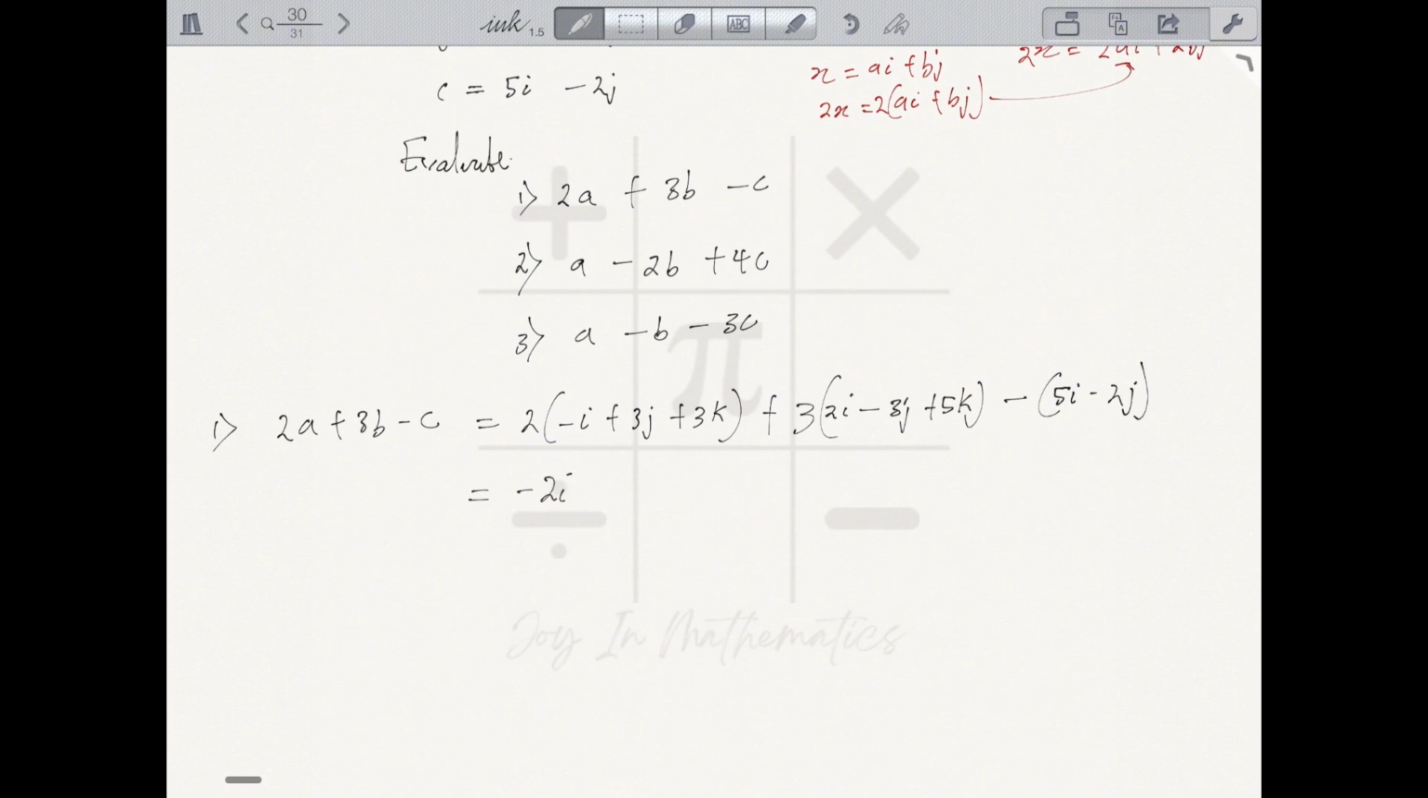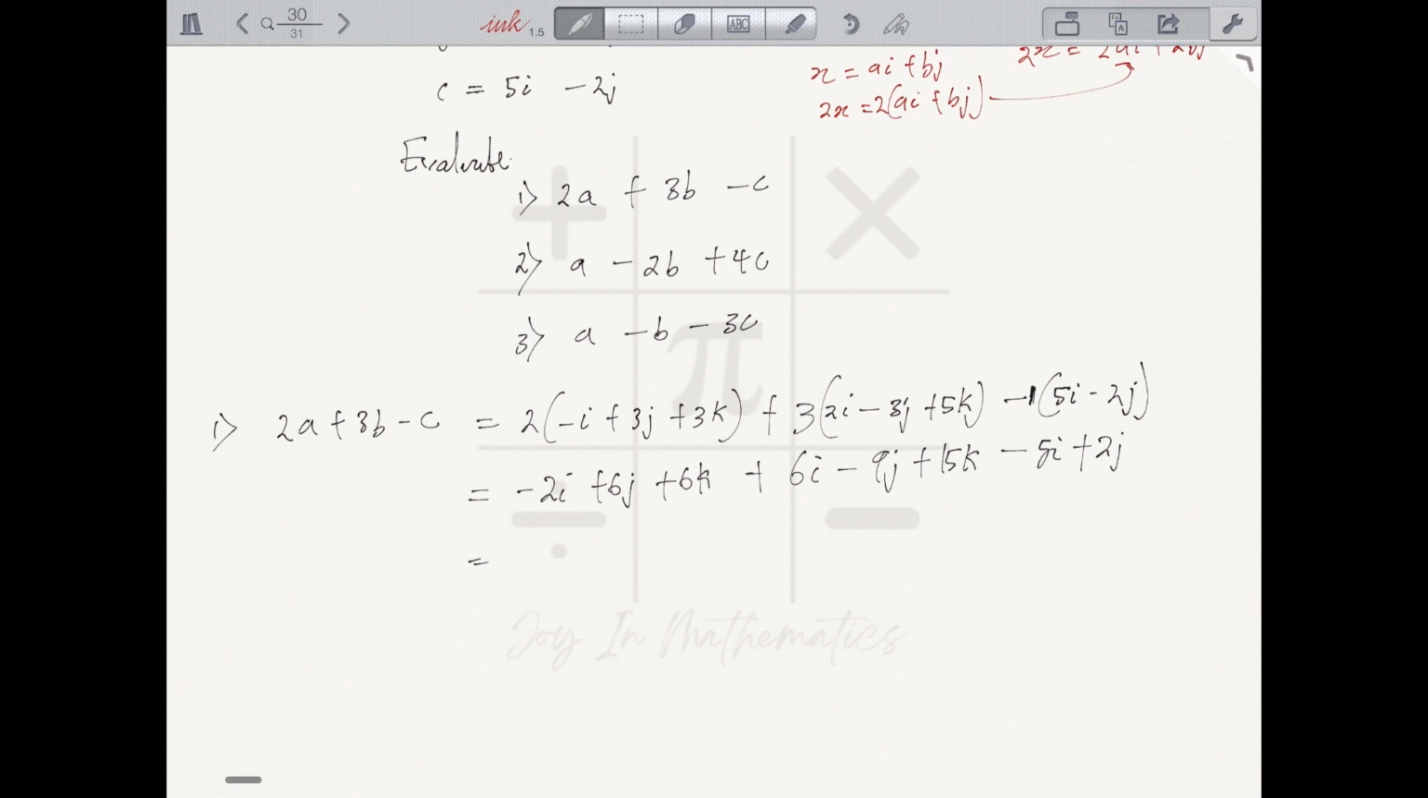So we have minus 2i plus 6j plus 6k, and likewise we have plus 6i minus 9j plus 15k, using 3 to multiply 2i minus 3j plus 5k. And let's use minus 1, so this will result into minus 5i plus 2j. Now it has been resolved to addition and subtraction, so all we have to do is just to collect like terms.